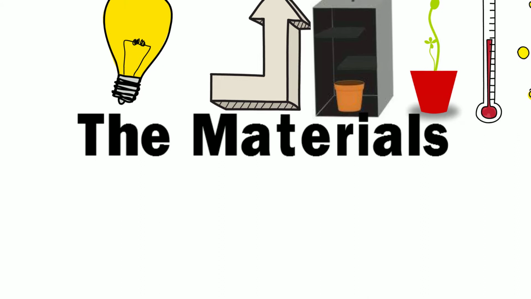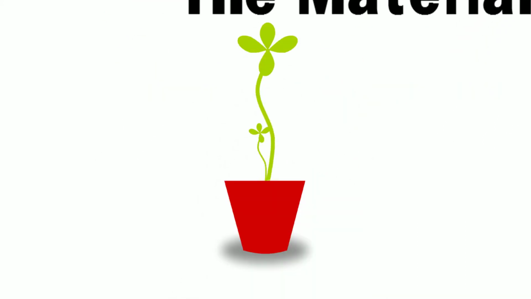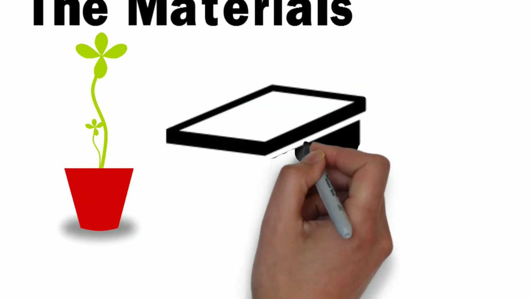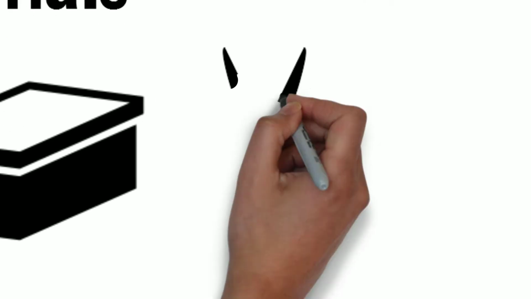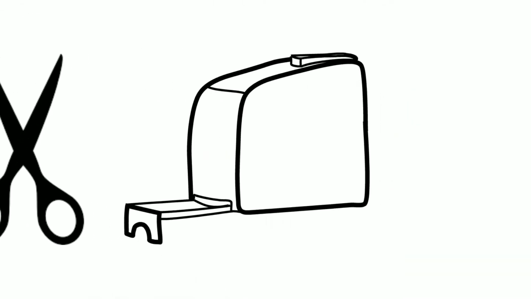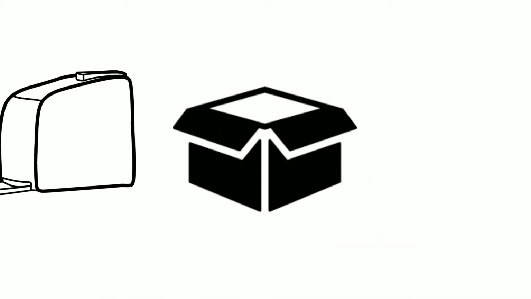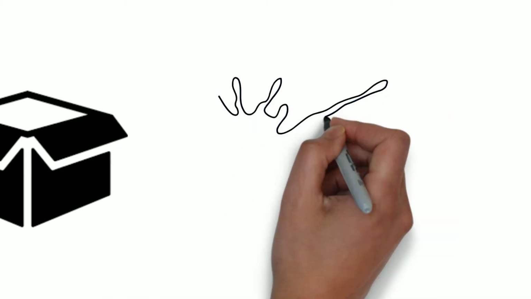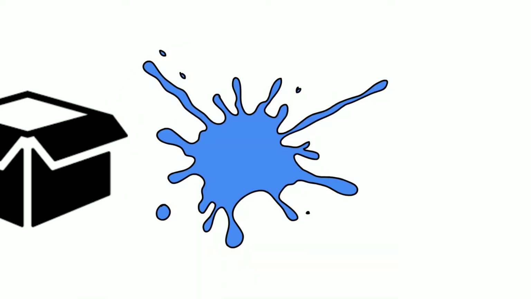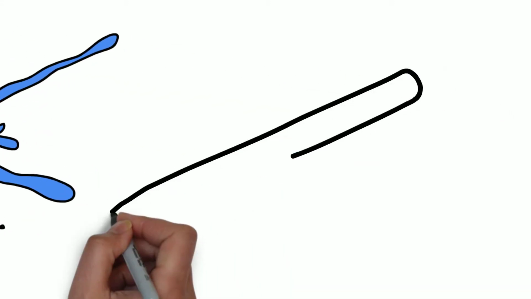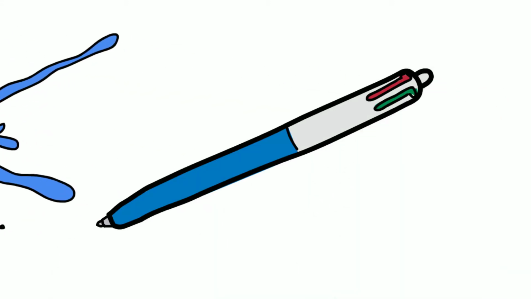The materials used in this experiment were 2 small potted plants. We used zonal geraniums, 2 shoe boxes, cardboard, scissors, tape, water, and permanent marker.